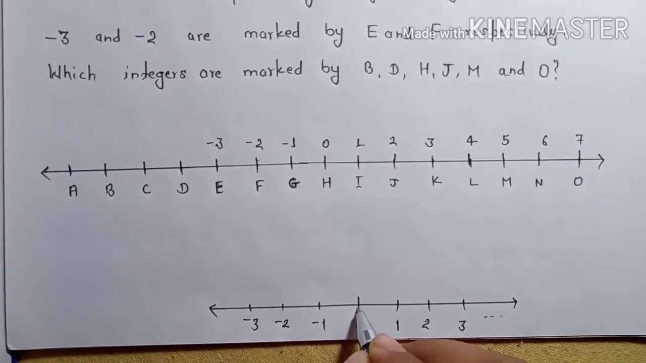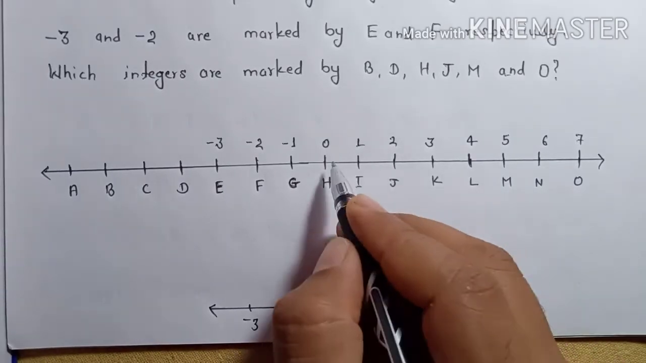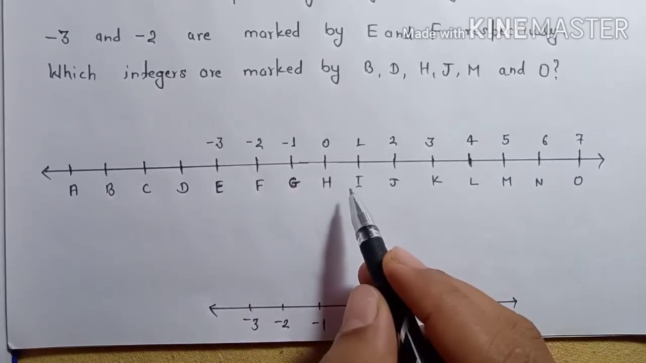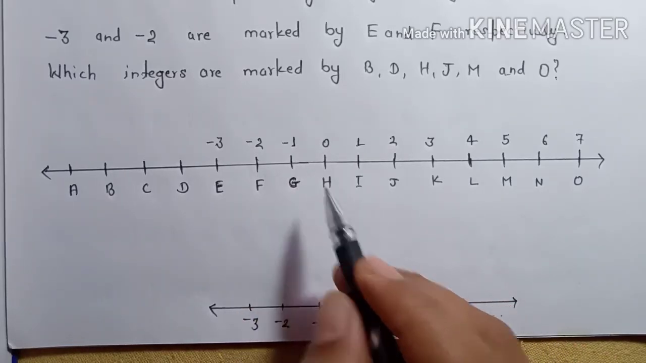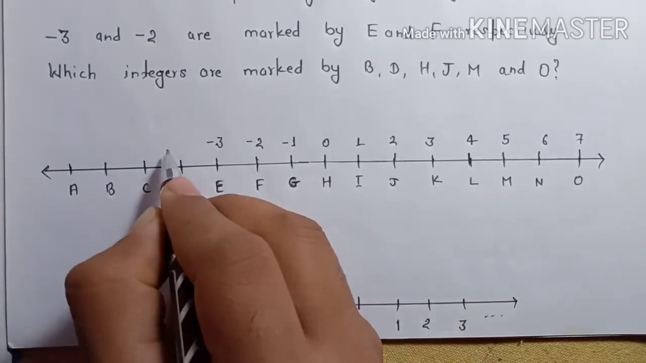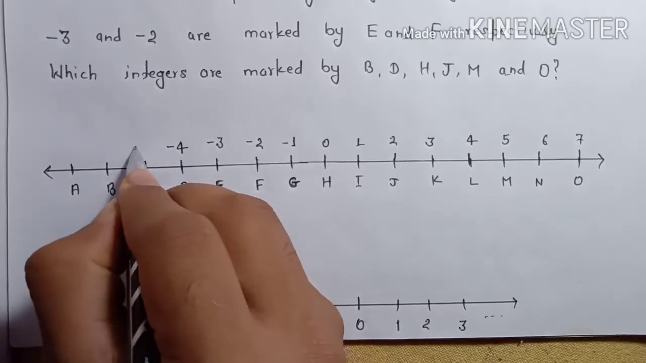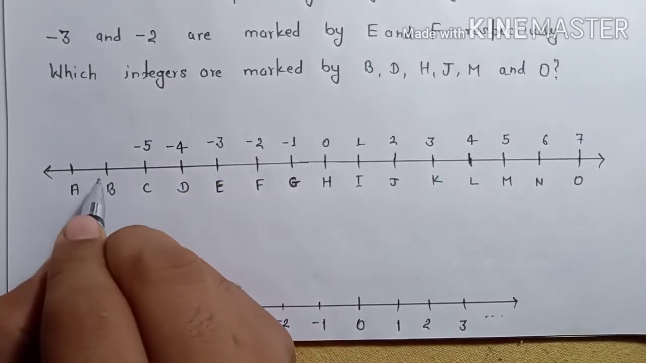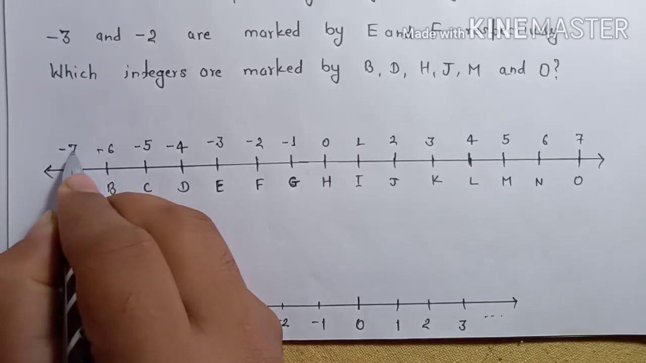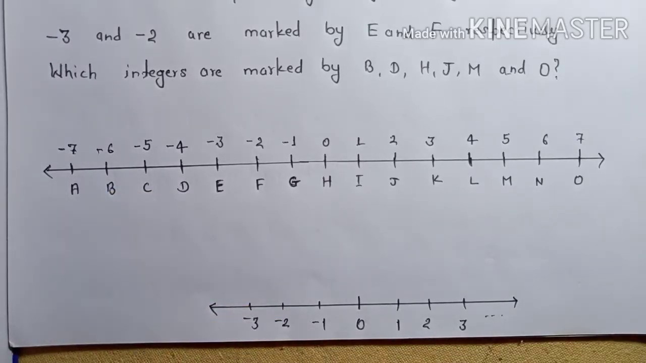See, it is 0 here and 0 is represented by H here. After H there is G and that is -1, then -2, then -3. What is D? That is -4. That C is -5, B is -6 and A is -7. So you got the idea of how to fill this number line.